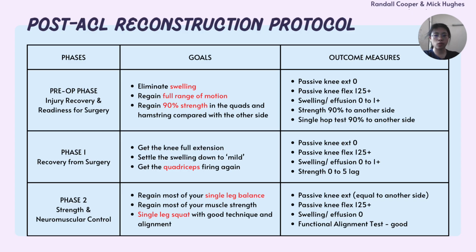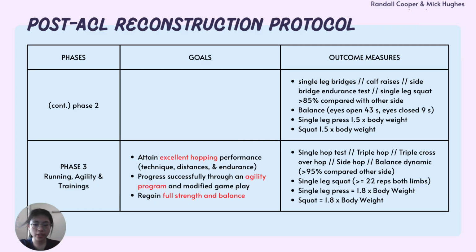Once the swelling is controlled and the quads are active, we move into functional training. In phase 2, the focus shifts to strength and neuromuscular control. We are looking for the patient to regain single leg balance and perform a single leg squat with good alignment. To progress, they must hit a 1.5 times body weight goal on the leg press and squat. From there, we move to phase 3, running and agility.